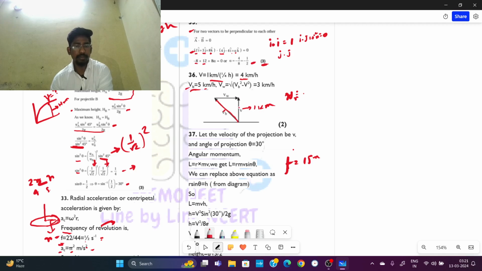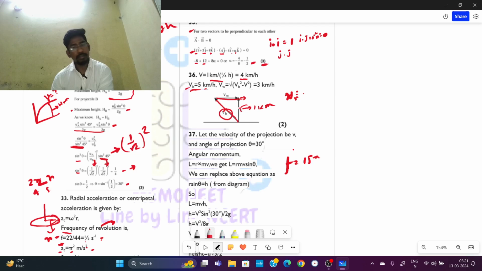Sorry, this is the velocity of the river water. This one is the velocity of the river water. This is the velocity of the boat, right? This is the velocity is supposed to be. So therefore, v, the velocity of water, will be equal to, applying the Pythagoras theorem for this right angle triangle.